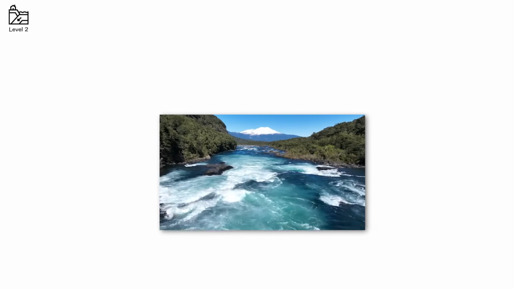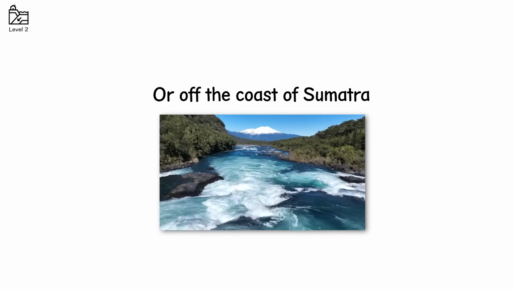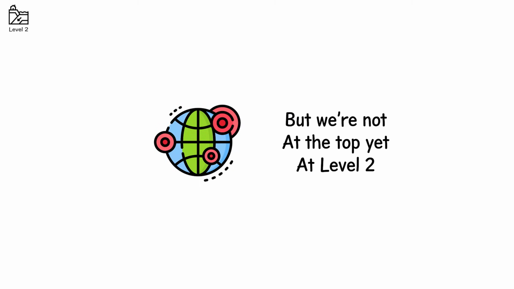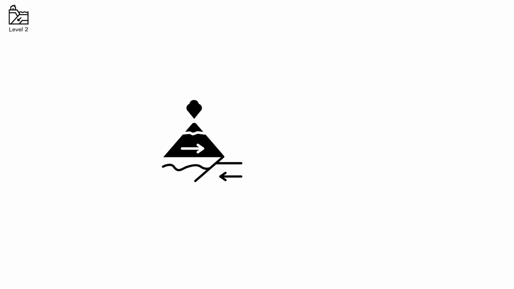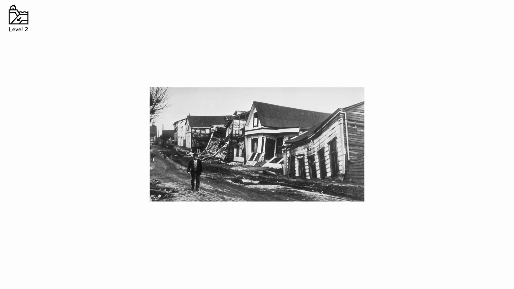You're in southern Chile, or off the coast of Sumatra. One tectonic plate plunges beneath another, grinding, sticking, building pressure. These regions produce Earth's most powerful earthquakes. But we're not at the top yet. At level 2, we focus on zones with historical megaquakes, just not recent ones. Chile's Valdivia quake in 1960, a magnitude 9.5, is the most powerful ever recorded. It sent a tsunami across the Pacific. Entire villages were erased. The quake permanently reshaped the coast.